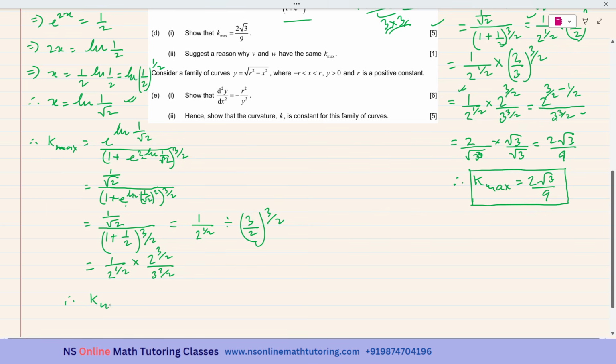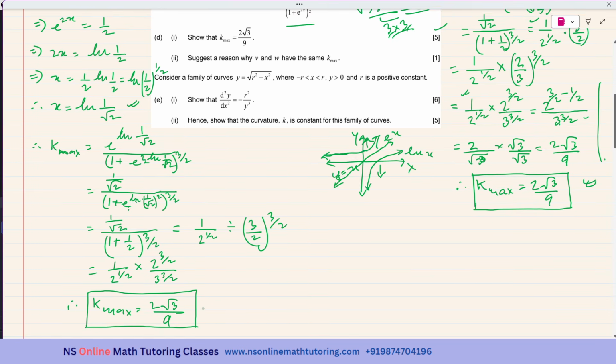Therefore, you can write k max. I'm not going into the details because the calculation will be exactly the same. You can leave the details because you have shown this part, this calculation portion. Okay. So it will be 2 root 3 over 9. Okay. So this is shown.